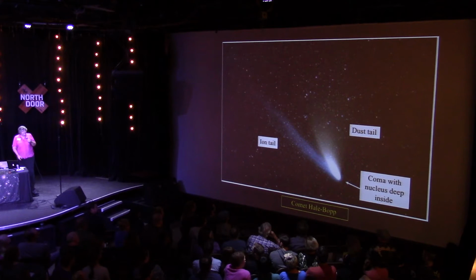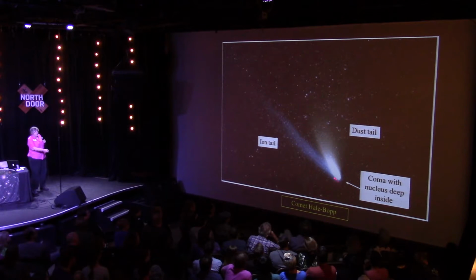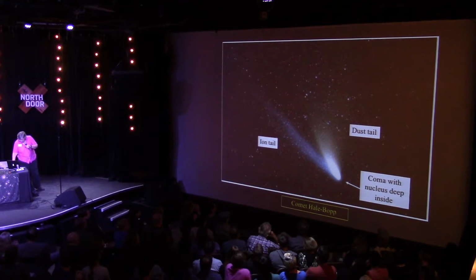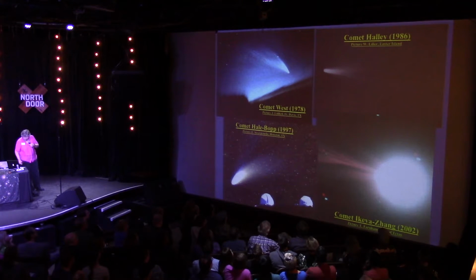So this is Hale-Bopp again, showing you the parts. You have the nucleus buried deep inside the coma, a dust tail, so that's the dust coming off. It's following in the orbit of the comet. And this is the ion tail, so that's gas that's been ionized, and it's pointing directly away from the sun. I just figure, you're talking about comets, you've got to show pictures of the most beautiful things in the solar system.